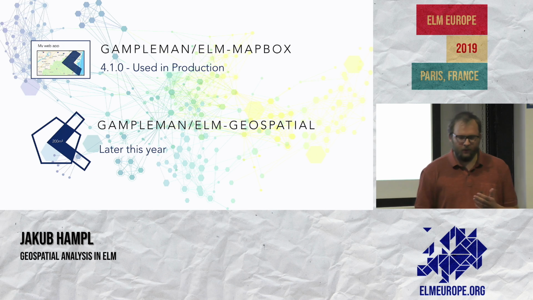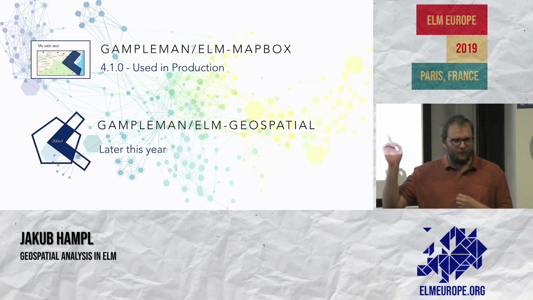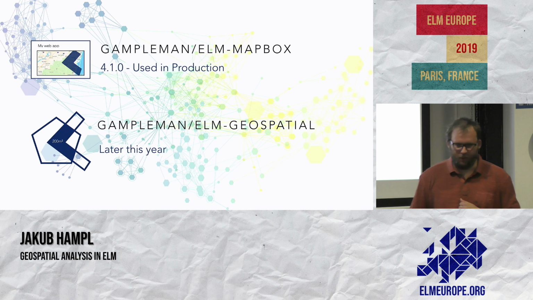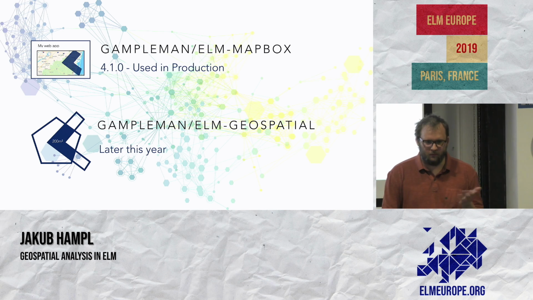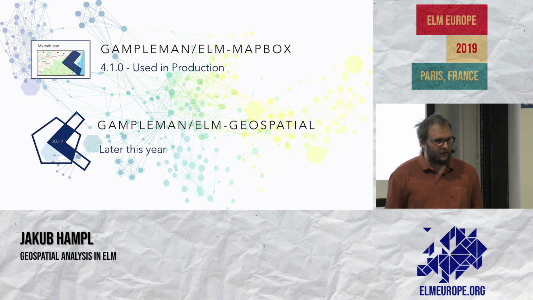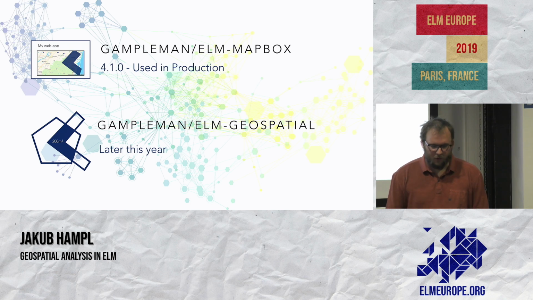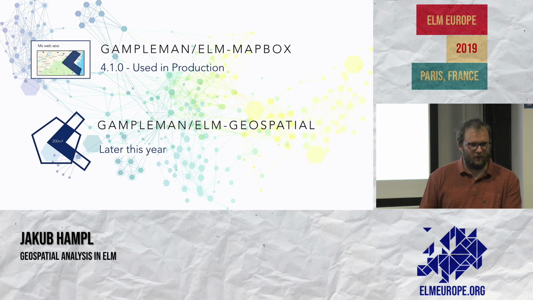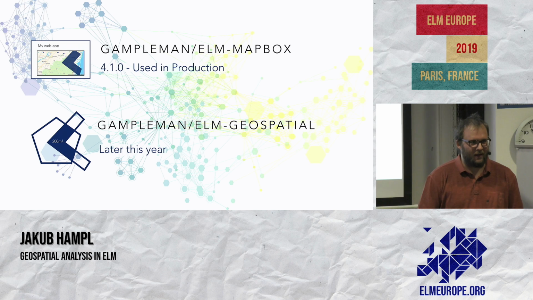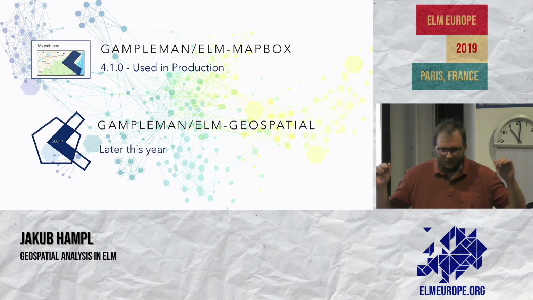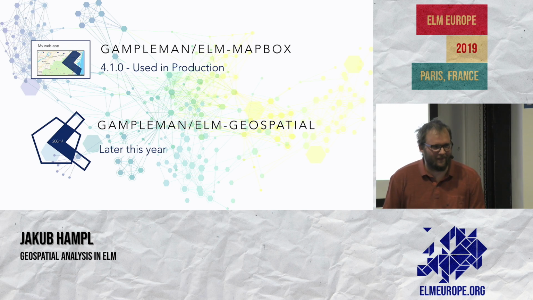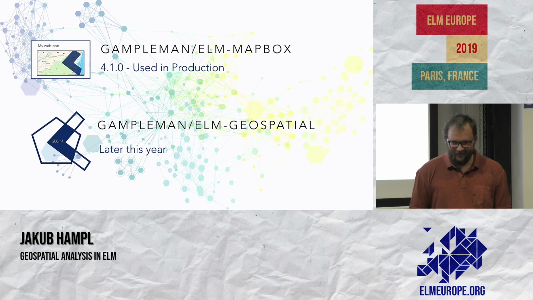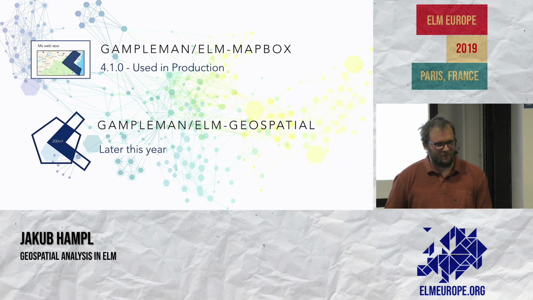And you can do that, sort of. Gampelman Mapbox is at version 4.1. It's used in production by Astroset, by New Zealand Herald, a few other places. So it's ready to use now. I was hoping to be cool and release Geospatial here on stage. Life doesn't always work out that way, so it will be available later this year. So please try to build a map. It's a lot of fun.